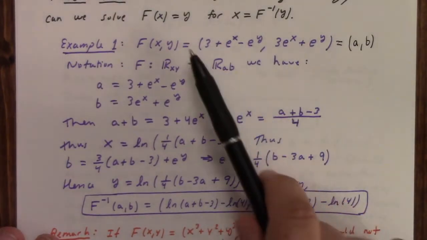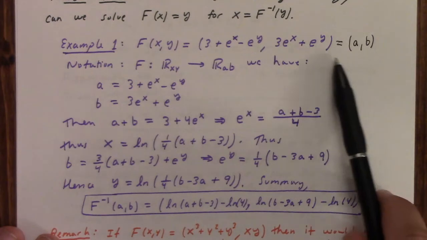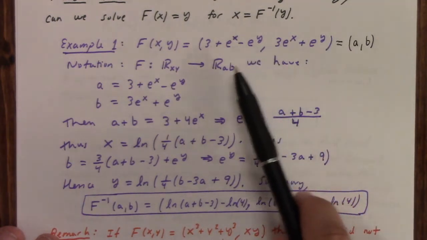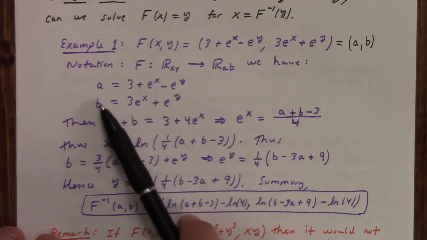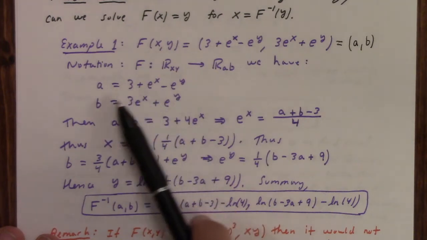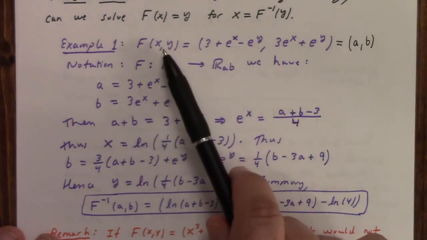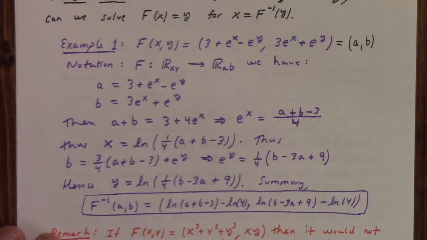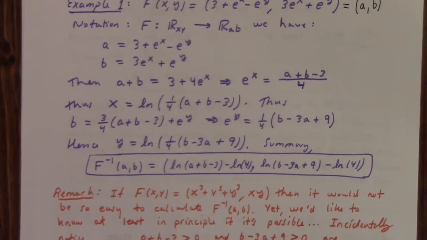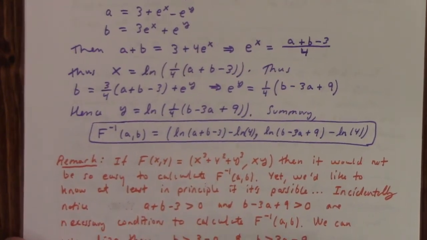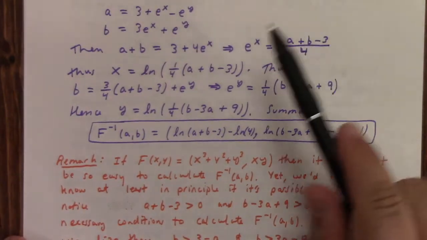I'm not using the same notation here as I am in my example 1, right? So I'm going to try to take a equal to this and b equal to that and solve for x and y. So I'm trying to solve for the domain variables in terms of the range variables. And I can do that by some relatively simple algebra.